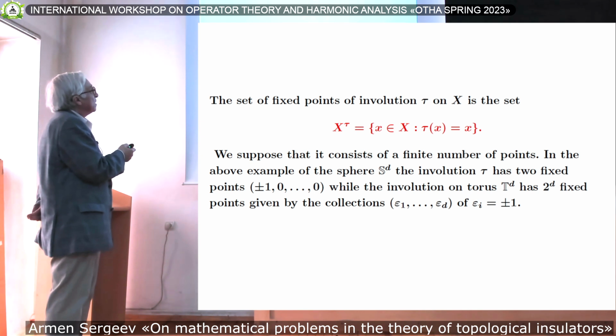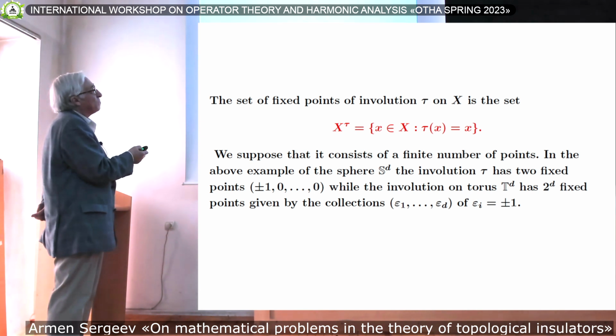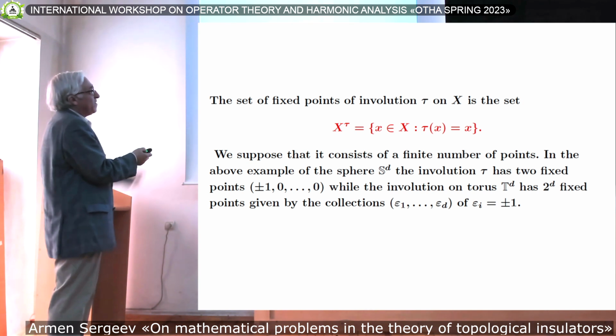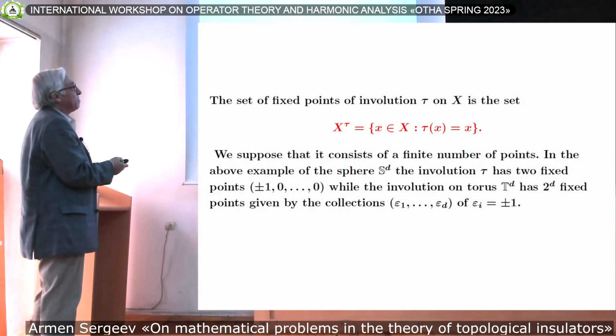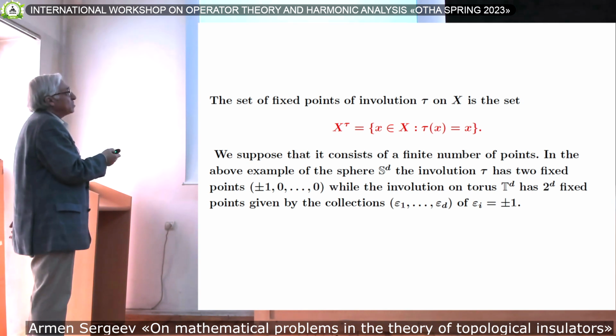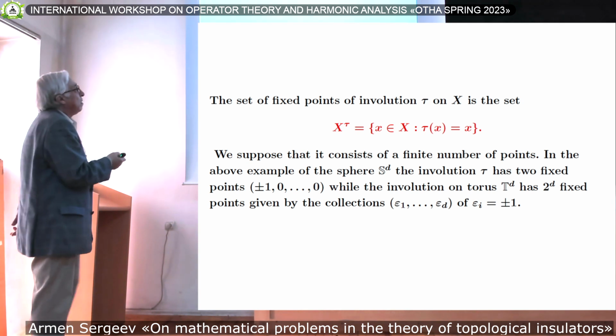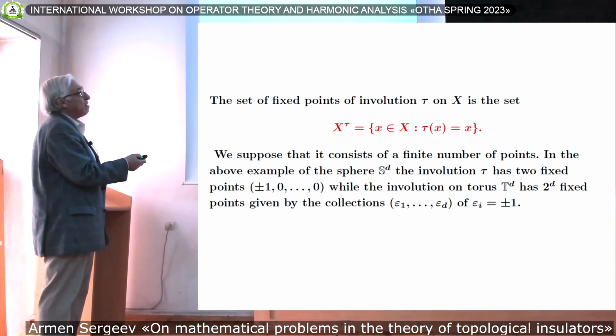Very important notion: the set of fixed points of the involution tau. It is defined like that. So these are points which are fixed by tau. We call them fixed points. We suppose that this set consists of a finite number of points.